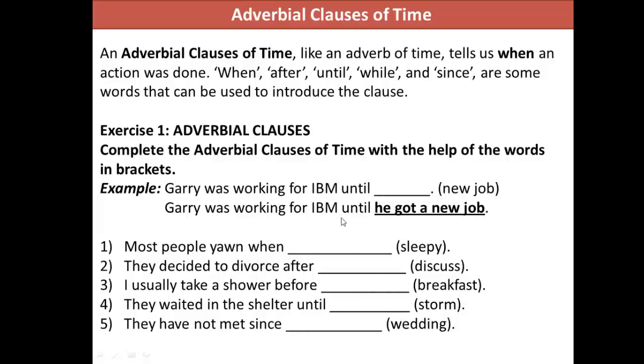Gary was working for IBM until when? Until he got a new job. When he got a new job, he's going to resign and work for another company. And now the rest of the sentences here are for you. You have to practice doing it.